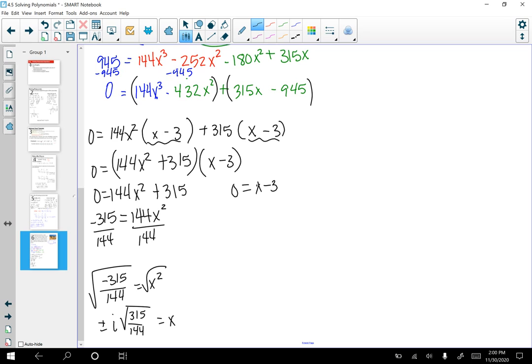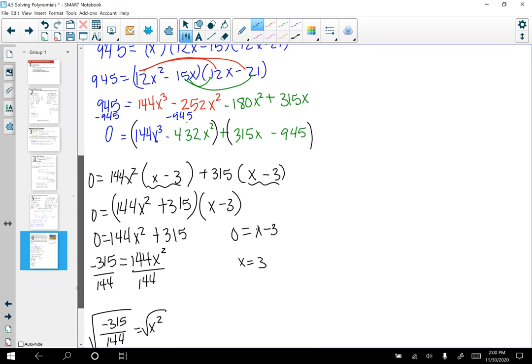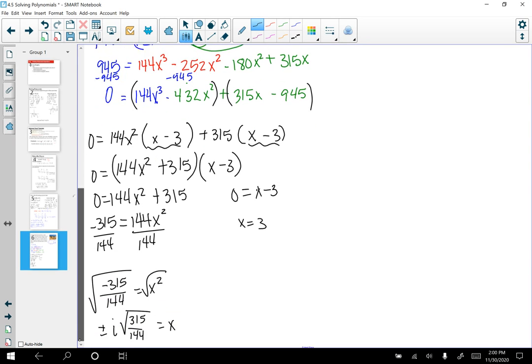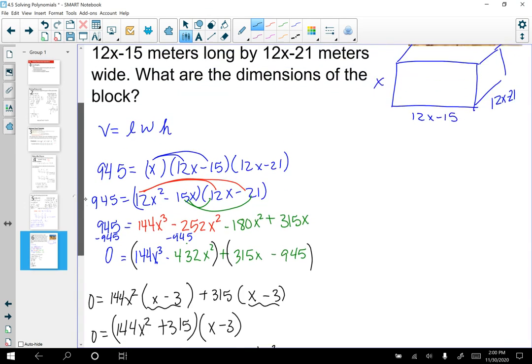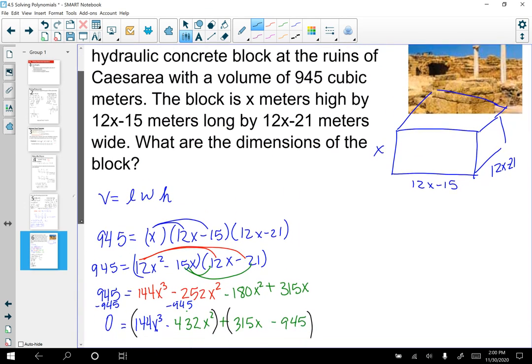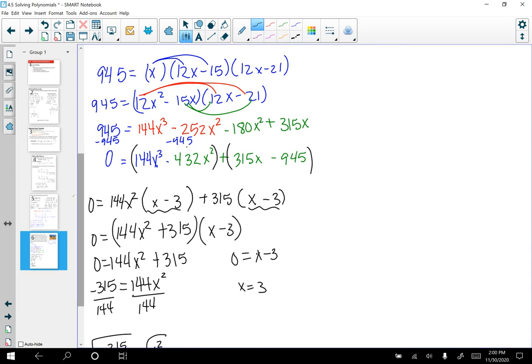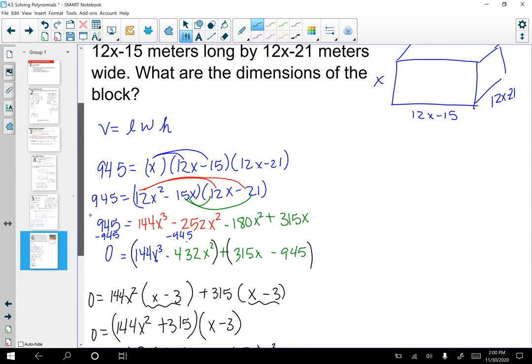Does it make sense, if we're looking at length measurements, for that to be imaginary? No, it doesn't, right? So we look over here, we have x equals 3. We got 3 answers because it was a cubic function, degree 3, but 2 of our answers don't make sense because 2 of our answers are imaginary numbers. So we're going to go ahead and disregard those because imaginary lengths just doesn't make sense with the context of our problem. So we get x equals 3. Perfect. That's exactly what we needed to do.